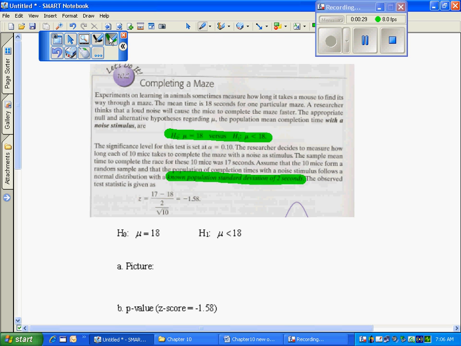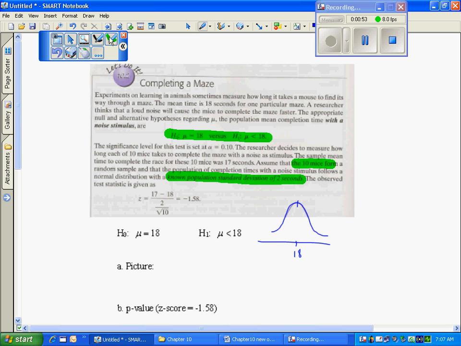There is my null and my alternative hypothesis. And if we look at our sample size, we have a sample size of 10. And if you read further in the question, this follows a normal distribution. Since the population is normally distributed, from Chapter 8, we will assume that the sample means are normally distributed as well. In the center here is 18.